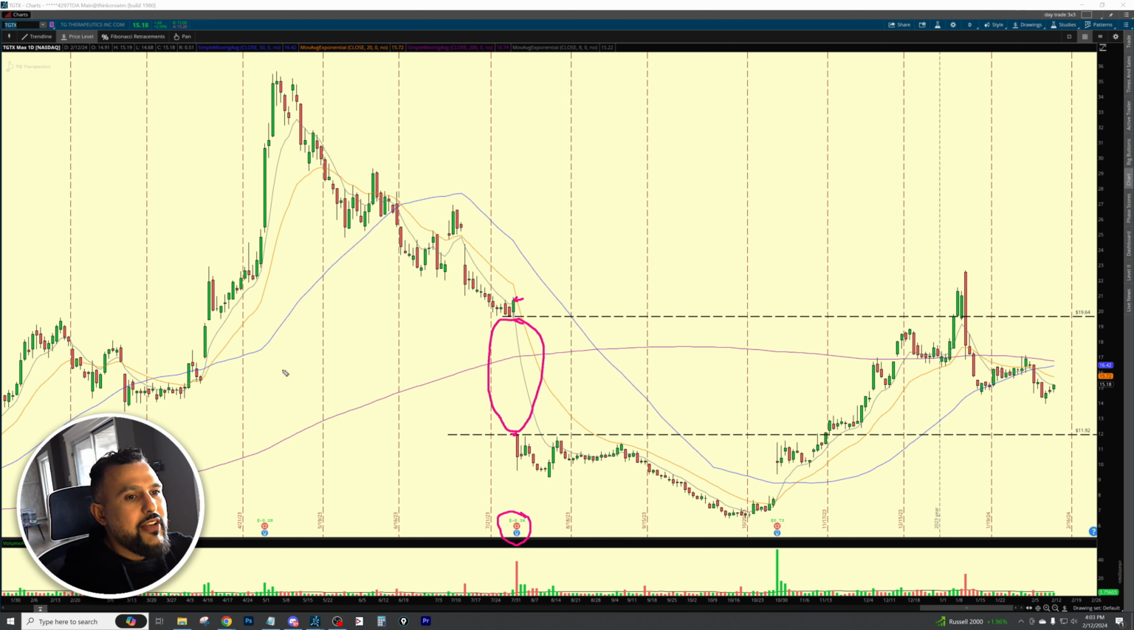Now a chart can have many gaps, right? Here's another gap right here, and then there's another gap back here. These are smaller gaps. What we're really looking for is those bigger gaps, and this bigger gap right here is the one we're really interested in. Now, how do you trade these and how can you take advantage of it?